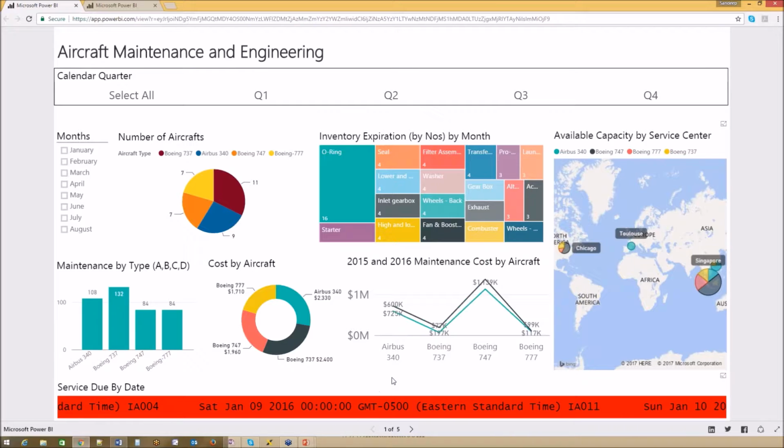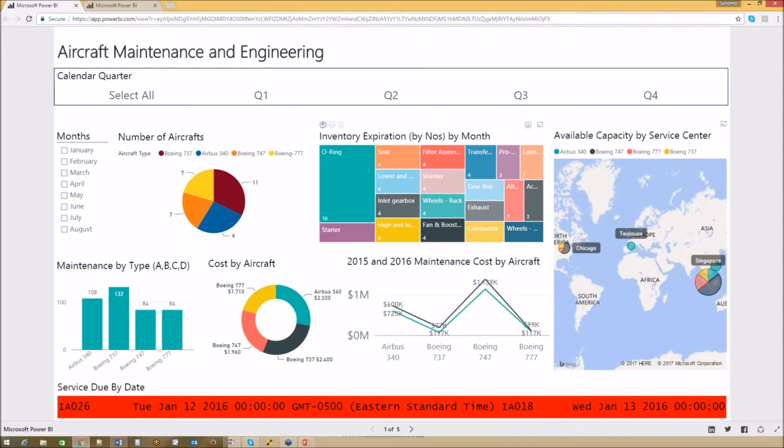We have another type of graph, that is the ticker that is scrolling down here. This shows the next items that need to come under the attention of the service engineer. So in this particular case, it is showing the aircraft that are due to be maintained in the next period or in the next cycle.